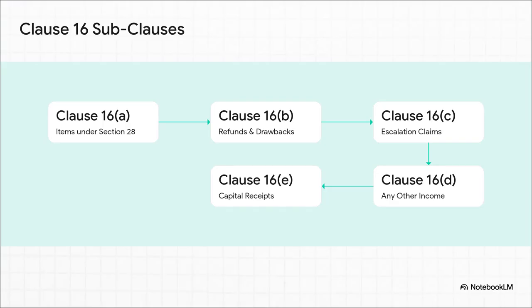So here they are, our 5 buckets. This is our roadmap. We've got business profits under Section 28, then specific stuff like refunds and escalation claims. Then there's a kind of catch-all bucket, and we finish with the one that often trips people up, capital receipts. Let's dig into that first one.